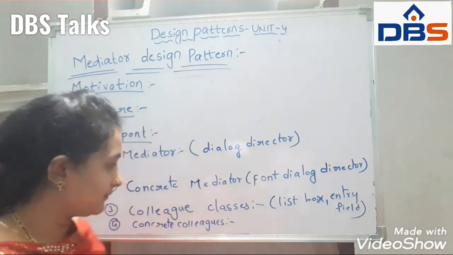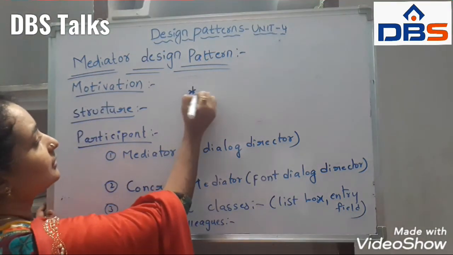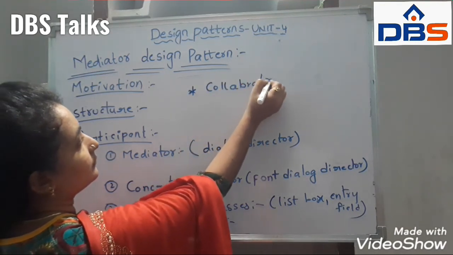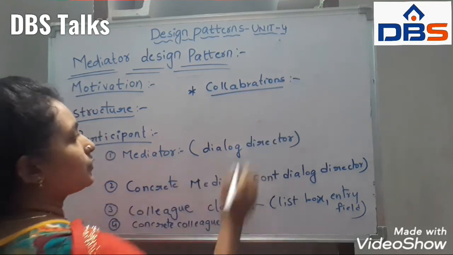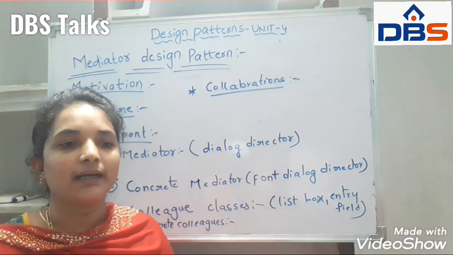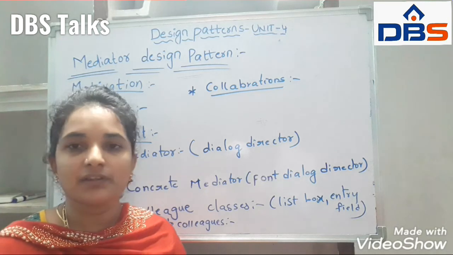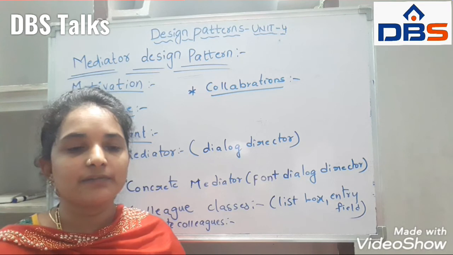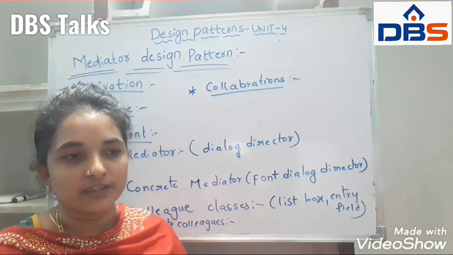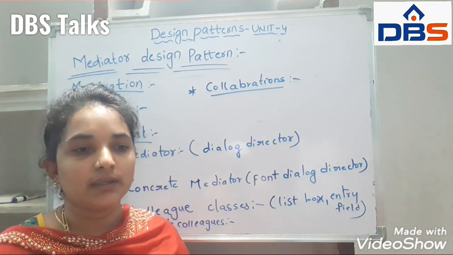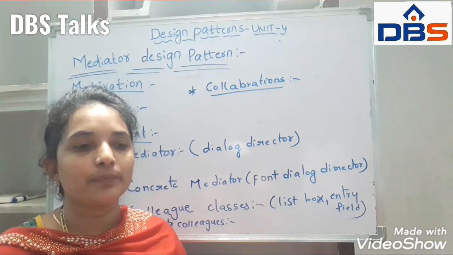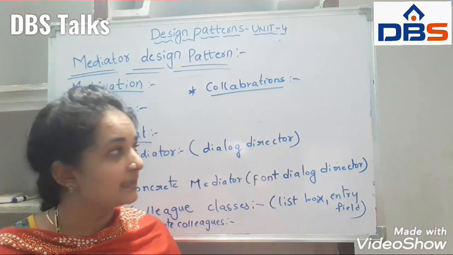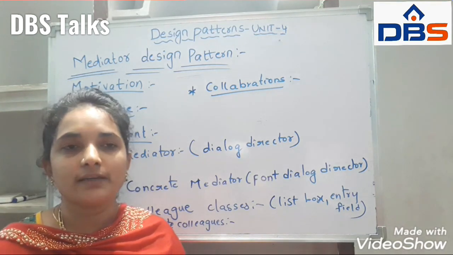Coming to the collaboration, the last one. The collaboration tells the relationship between the classes and objects. So colleagues send and receive requests from the mediator object. The mediator routes requests between the appropriate colleagues. So this is called the collaboration, and it tells the relationship between the colleagues and the mediator.